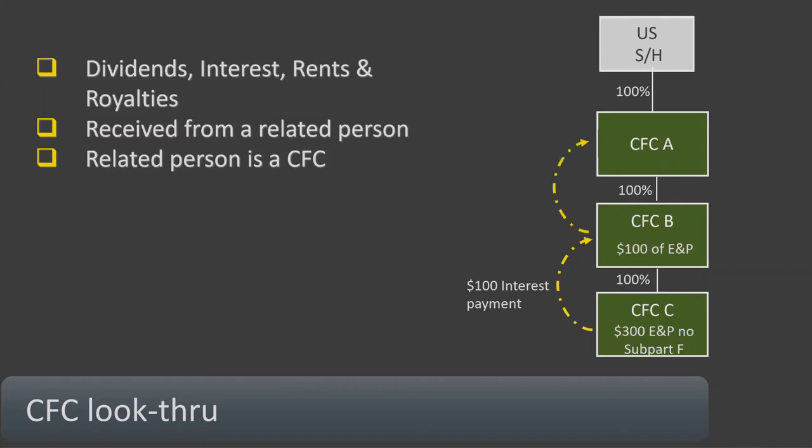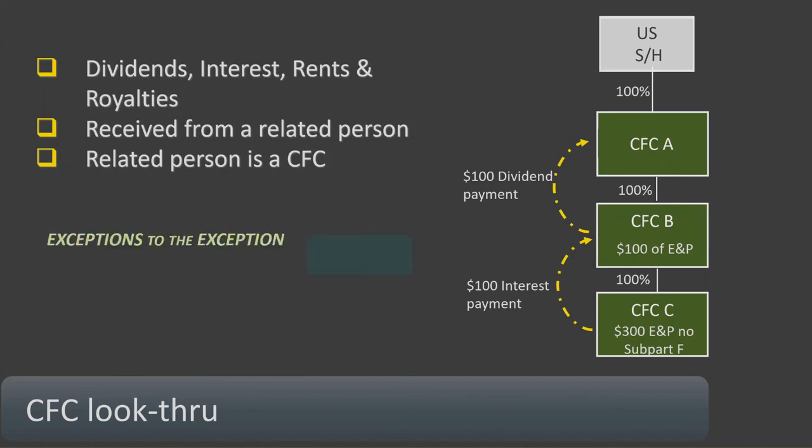Let's say then CFC B makes a dividend payment of $200 up to CFC A. This dividend income received by A will keep its designation. We look through to B's characterization of the earnings. CFC A will get to treat the dividend from B as non-Subpart F income. If, on the other hand, CFC B did have some Subpart F income, a proportion of the dividend received by A would be Subpart F and a portion would not.